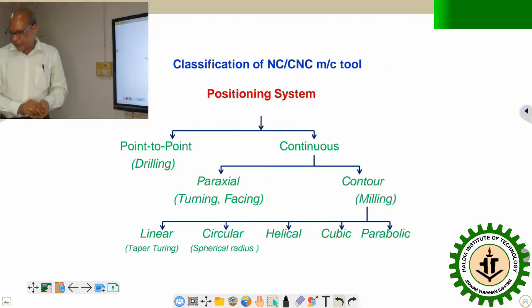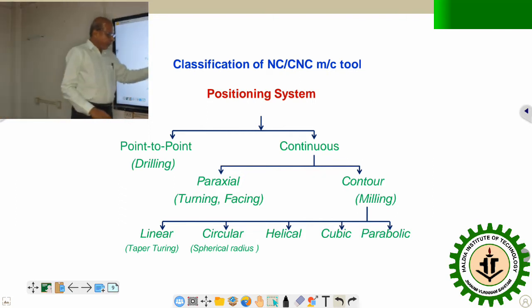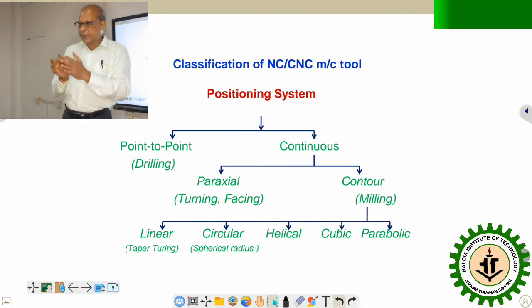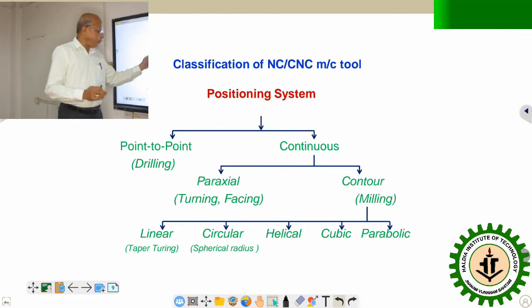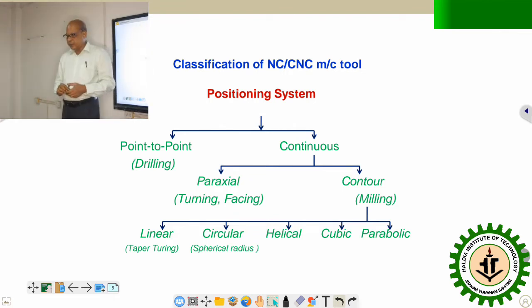This is another way of classification. This is also extremely important for the tool path generation. Fundamentally, there are 2 categories of motion. All the tool paths can be broadly classified under these 2 broad categories. One is point to point, another is continuous.